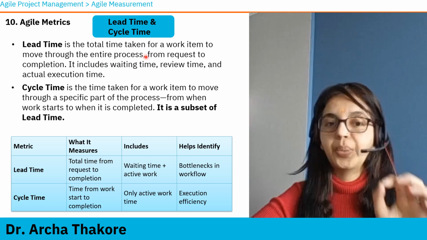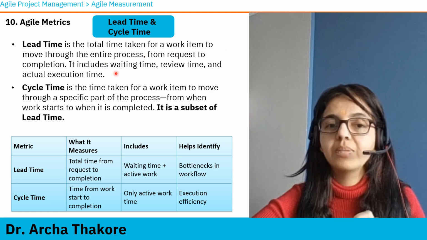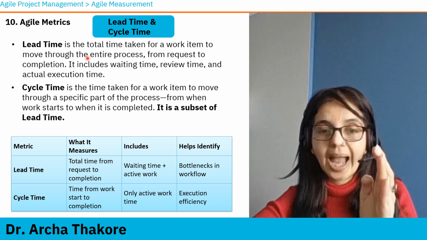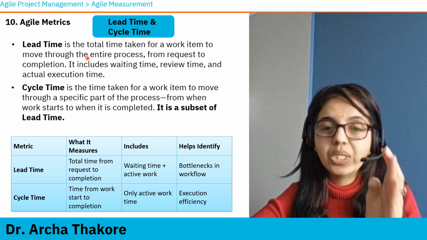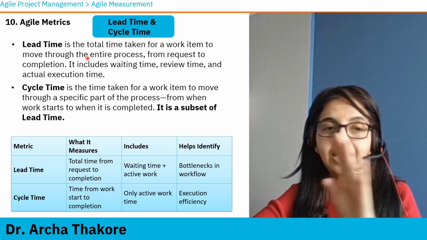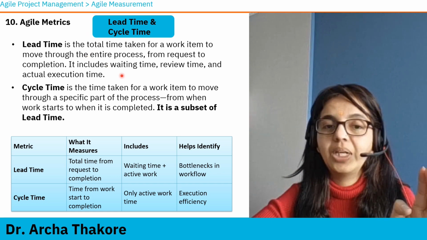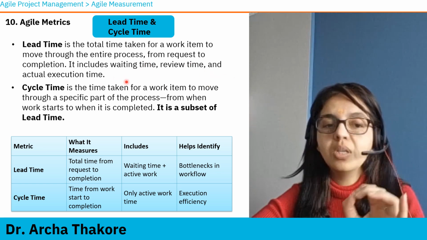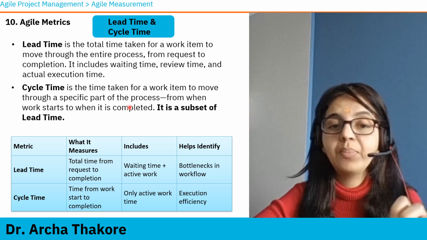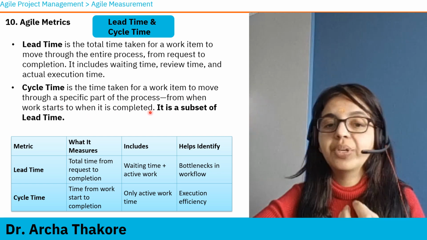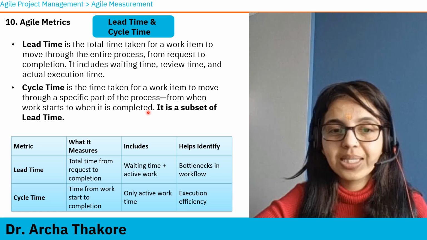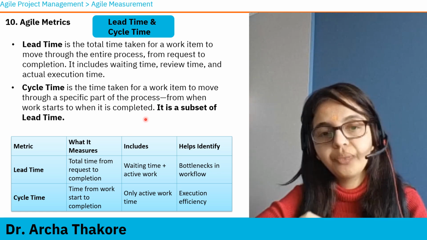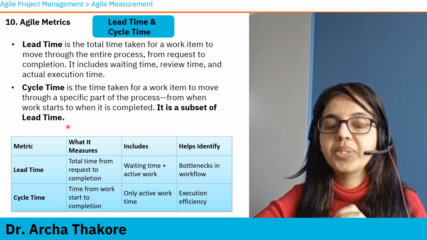Lead time is the total time taken for a work item to move through the entire process from the time it was placed in the backlog. Okay, from the time the request was made to completion. That entire time is your lead time. It includes waiting time, review time, and actual execution time. Cycle time is the time taken for a work item to move through a specific part of the process. What we are trying to simply say is that when the team picks it up for work, when the actual execution is happening to finish, that is your cycle time. It is a subset of lead time.